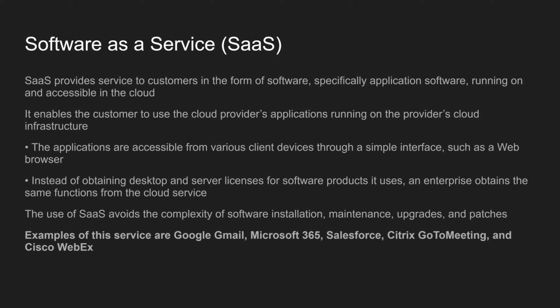such as a web browser. Instead of obtaining a desktop and server license for software products, an enterprise obtains the same function from the cloud service. The use of SaaS avoids the complexity of software installation, maintenance, upgrades, and patches. Examples of this are Google Gmail, Microsoft 365, Salesforce, Citrix GoToMeeting, and Cisco WebEx.